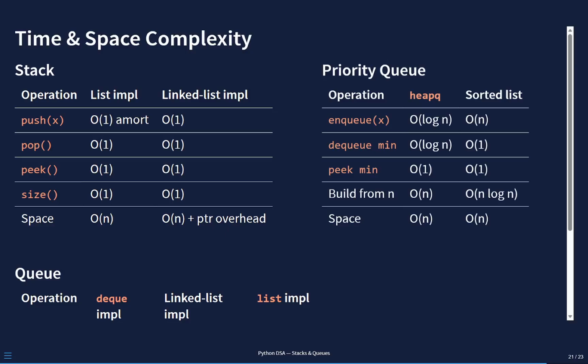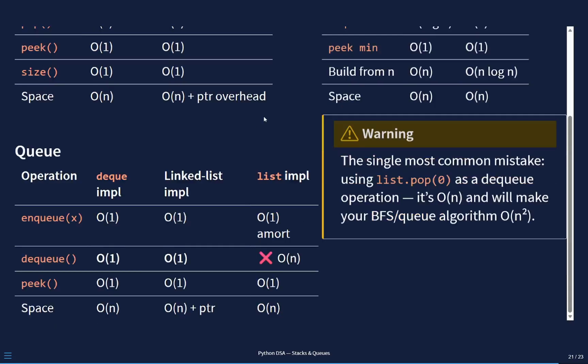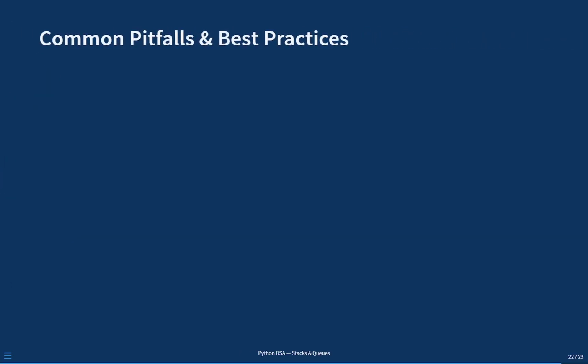Click. The callout is the single most important thing on this slide. list.pop(0) as a dequeue is O(n). This mistake alone turns correct BFS code into an accidentally quadratic algorithm. It's subtle because the code looks correct and runs correctly, just slowly. Use deque. That's the rule. Next, let's lock in the common mistakes and their fixes.